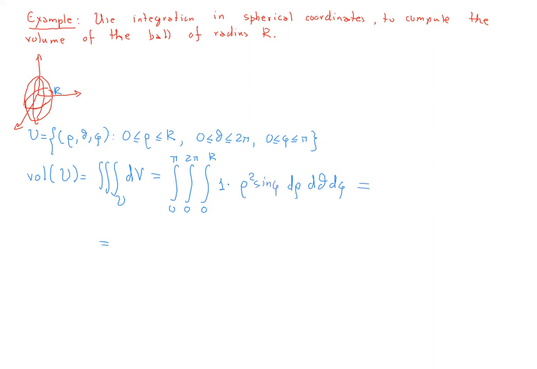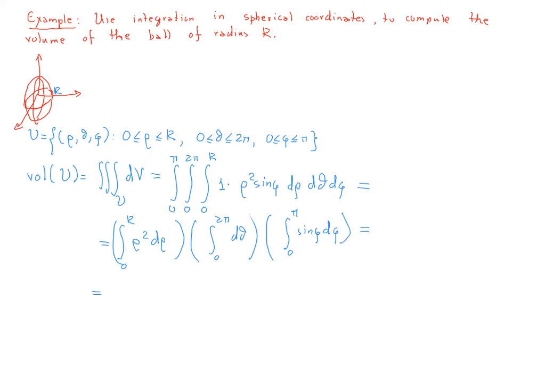This integral splits. So we will have the integral from 0 to r, rho squared d rho, times the integral from 0 to 2 pi d theta, times the integral from 0 to pi of sine phi d phi. And this is going to be what? So all of these integrations are quite simple. So here you will have rho cubed over 3 from 0 to r, which gives you r cubed over 3. And here you will have just 2 pi. And this is also a very simple one. The antiderivative is negative cosine phi. You want to go from 0 to pi. This gives you negative negative 1, which is 1, minus negative 1, which is another plus 1. So this is going to be 2.